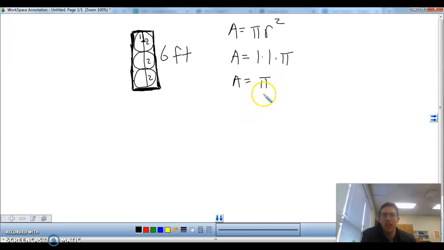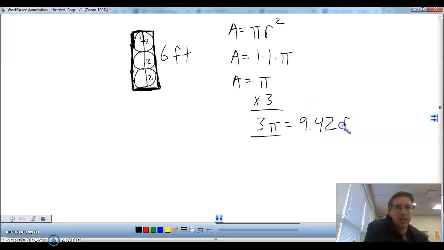How many lights do we need? We need 3 of them. So we're going to take pi times 3. And we get 3 pi. And if you multiply 3.14 times 3, you get 9.42. And that's square feet, right? Now, that's the area of the lights. They want to know the area of everything that's not the lights.